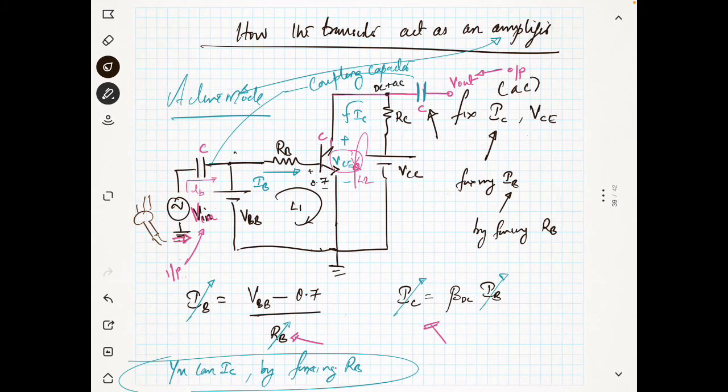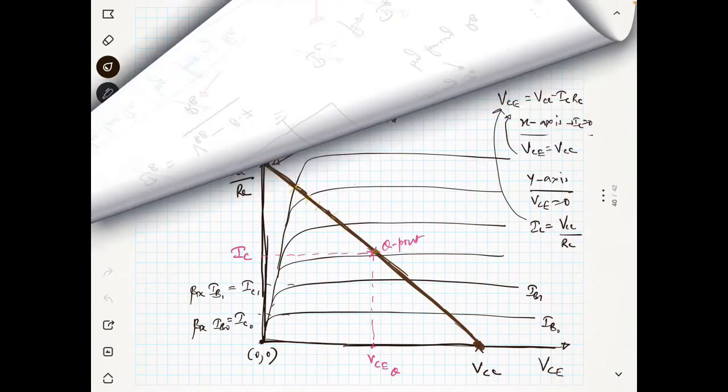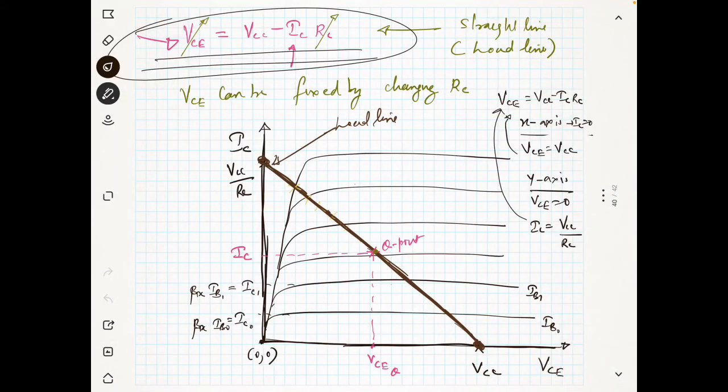At this point you are getting DC plus AC, but at this point you have only AC. At this point you have DC and AC, and at this point also you have DC and AC, but at the output you have only AC. That's a very interesting thing, because you have a capacitor. We will see how it is working with this picture.